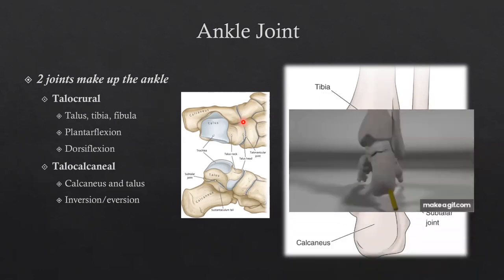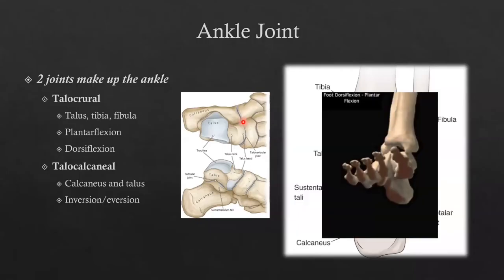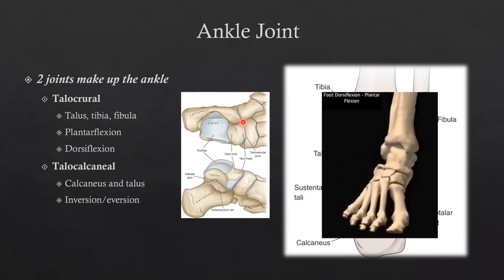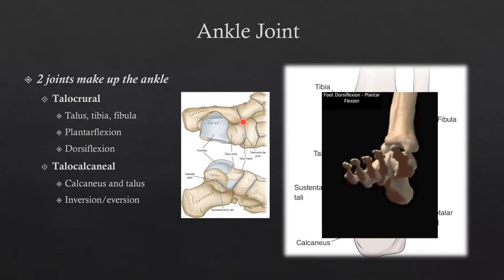Next, we have our talocalcaneal joint. This is where we see our inversion and eversion action occurring. And this joint site is the articulation between the calcaneus and the talus. So when we speak about the ankle joint, again, two main joints. One joint is responsible for plantar flexion and dorsiflexion. Plantar flexion is when your foot points down. Dorsiflexion is when your foot points up.